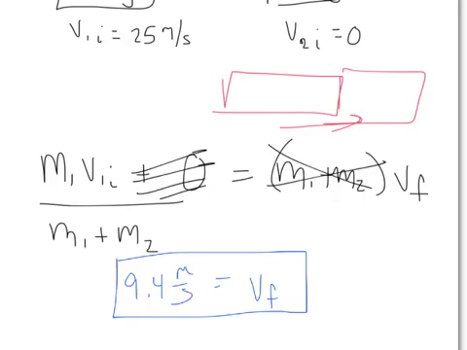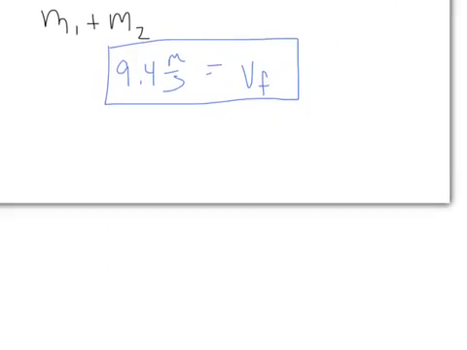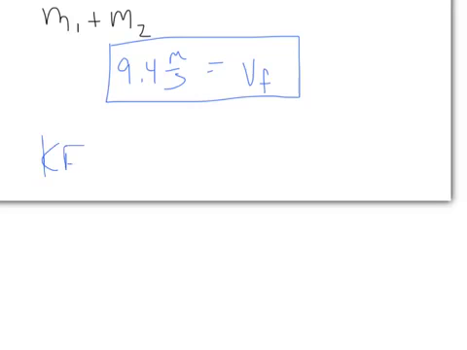Let's figure out how much kinetic energy was lost in this process. So we'll find our kinetic energy initially and kinetic energy final. Initially, only the one car is moving.